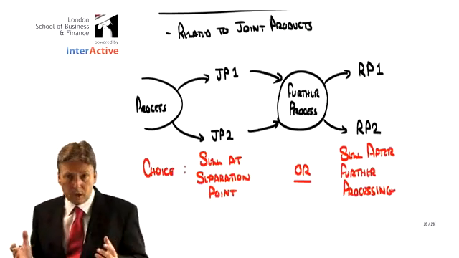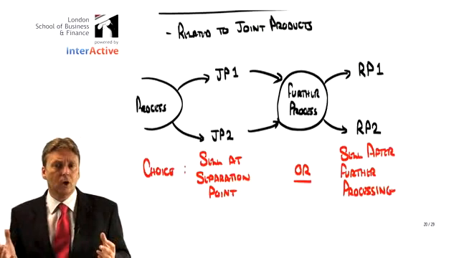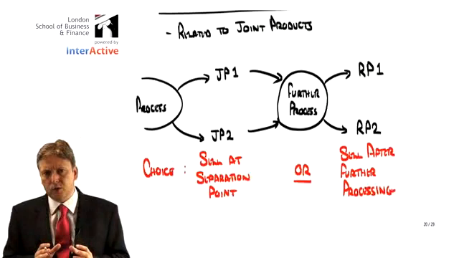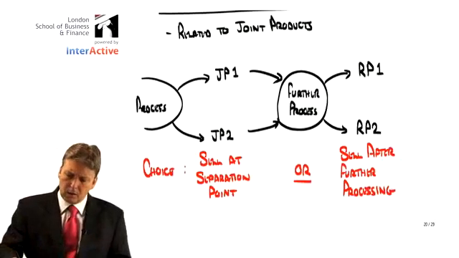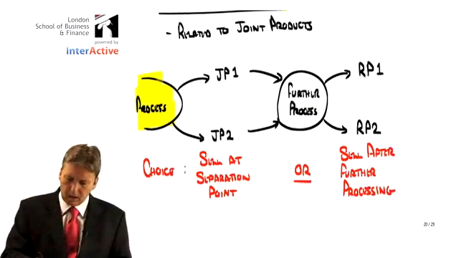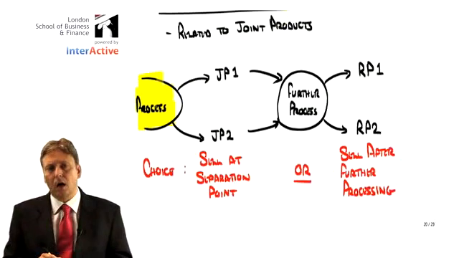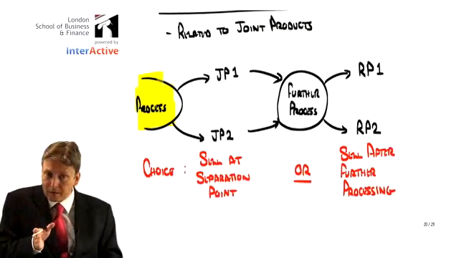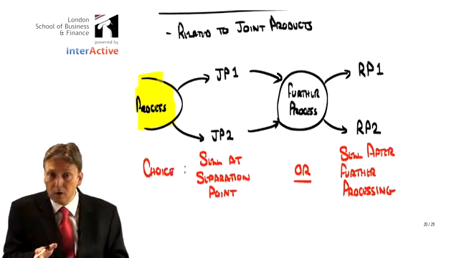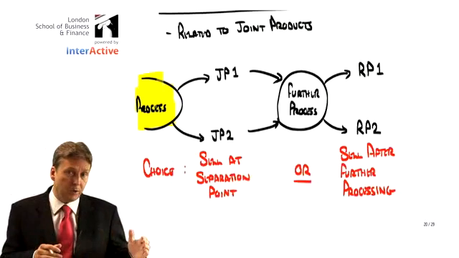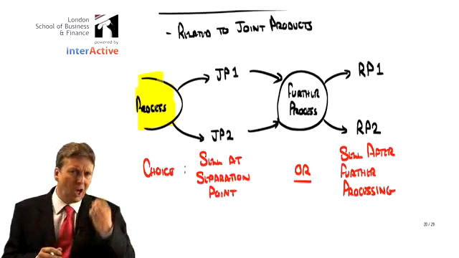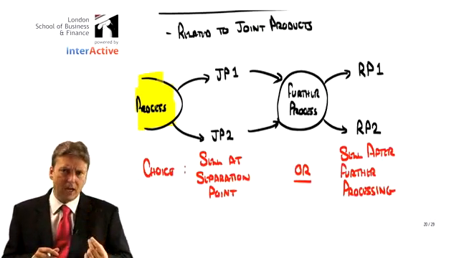Now, which costs are relevant to this decision? Well, the first thing we have to identify is that any costs associated with the joint process are not relevant. The reason why these costs here are not relevant is because they will be incurred regardless of whether we sell at the split-off or separation point or we further process. They will always be the same. As such, we only want to look at the things that change.